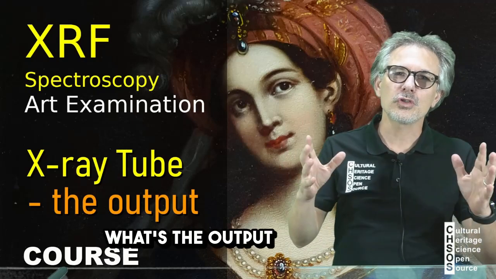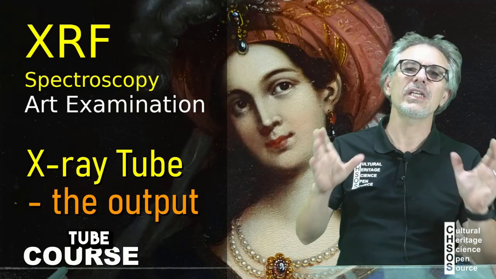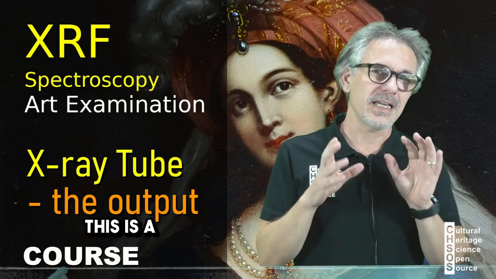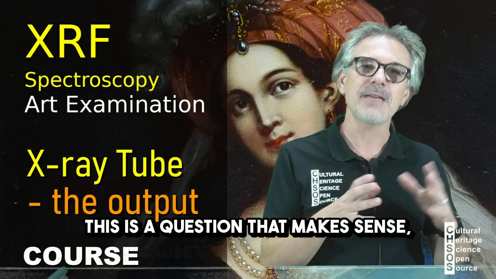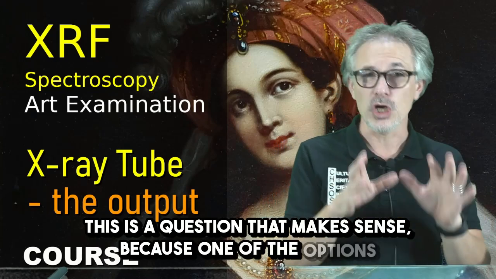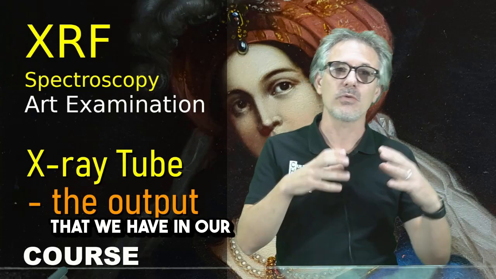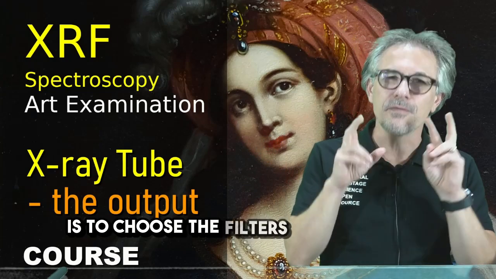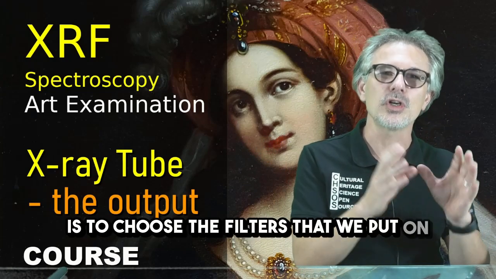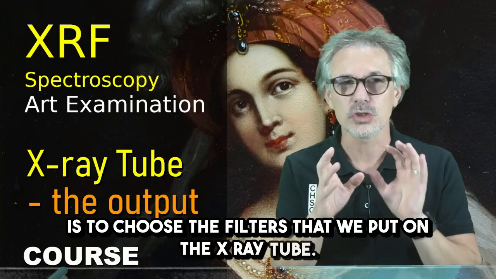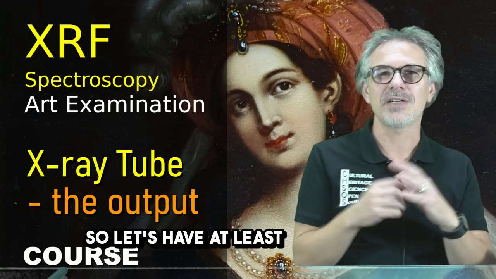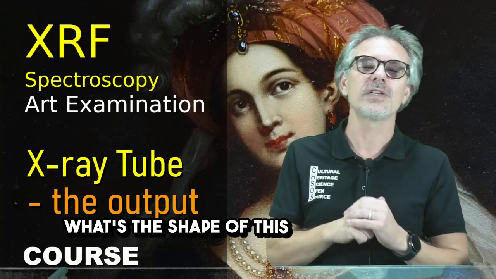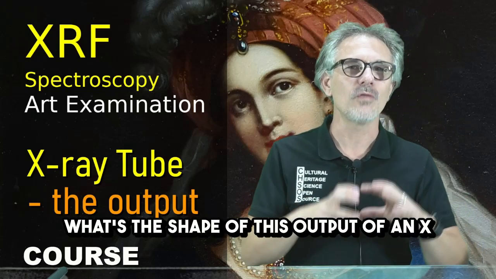What's the output of the X-ray tube in our XRF spectroscopy system? This is a question that makes sense because one of the options that we have in our system when we set it up is to choose the filters that we put on the X-ray tube. So let's have at least a rough idea what's the shape of this output of an X-ray tube.